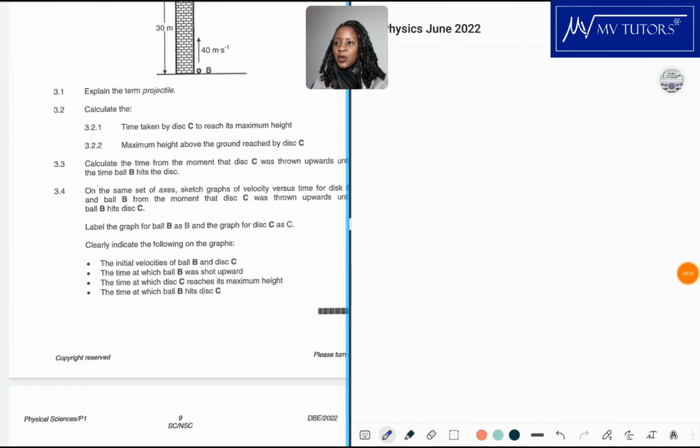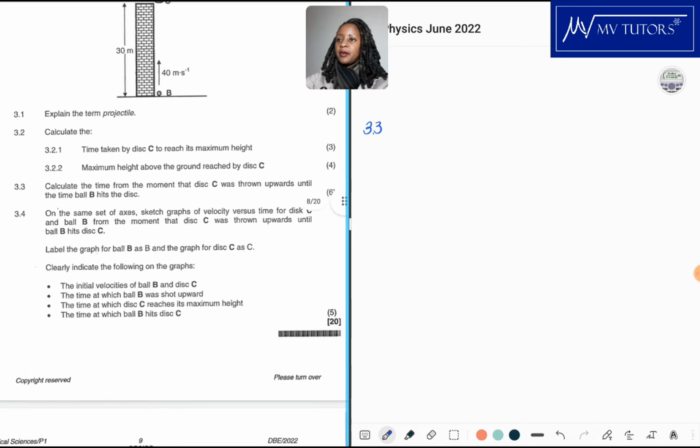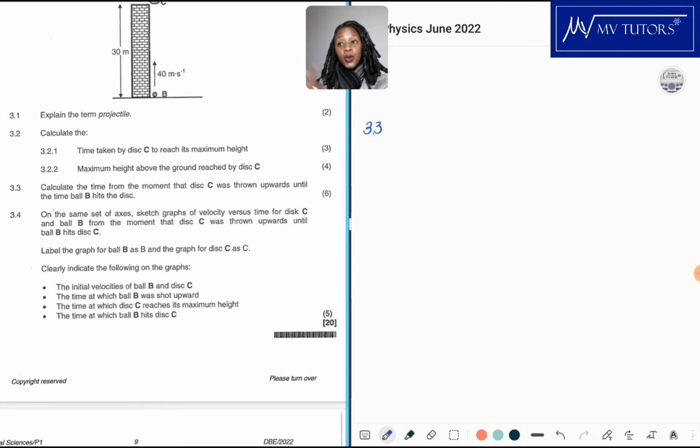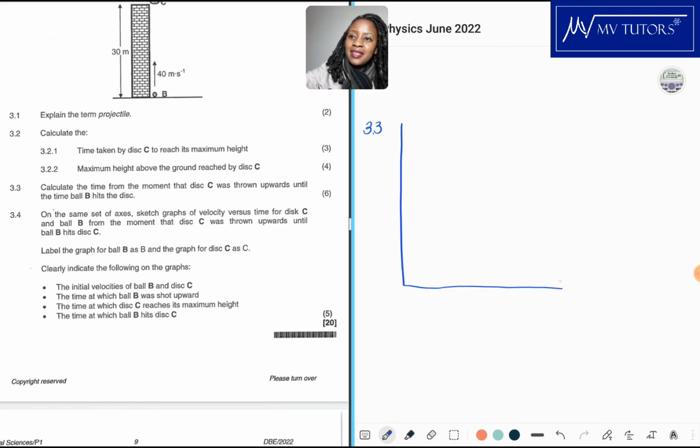All right, now we're going to look at question 3.3. Okay, it says calculate the time from the moment that disk C was thrown upwards until the time ball B hits the disk. Okay, so for all the visual learners out there like me, you want to just see what's actually happening here. So if I were to draw a displacement time graph, I need to see what's actually happening. So here at 0 seconds, that is where disk C is, right?